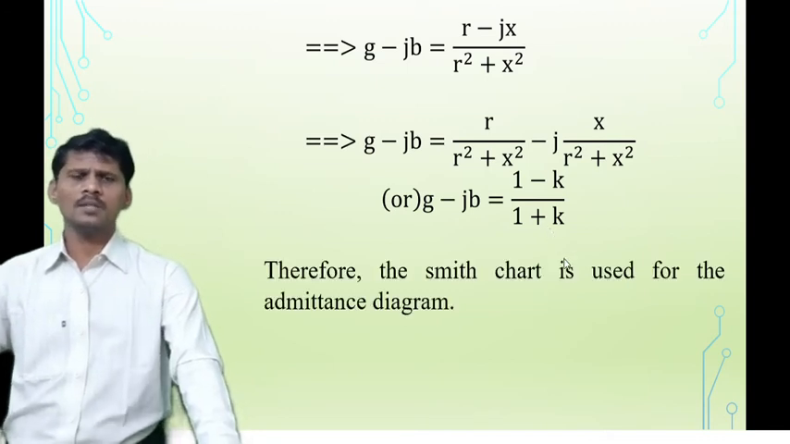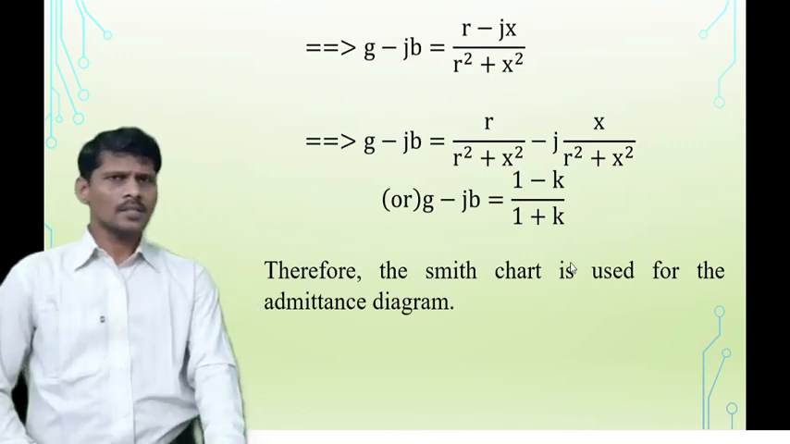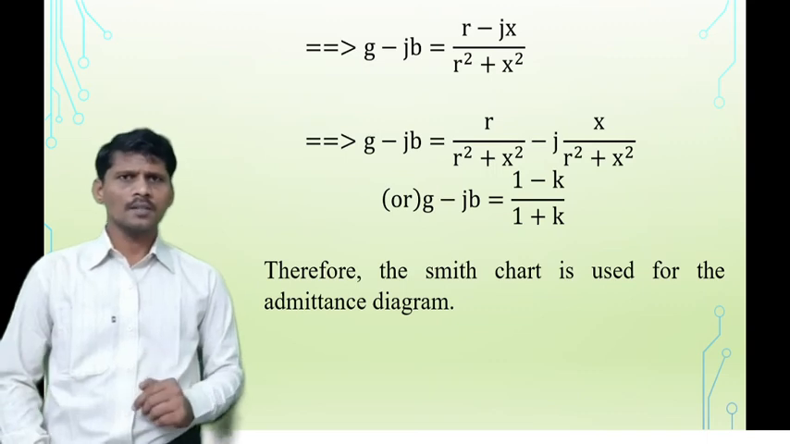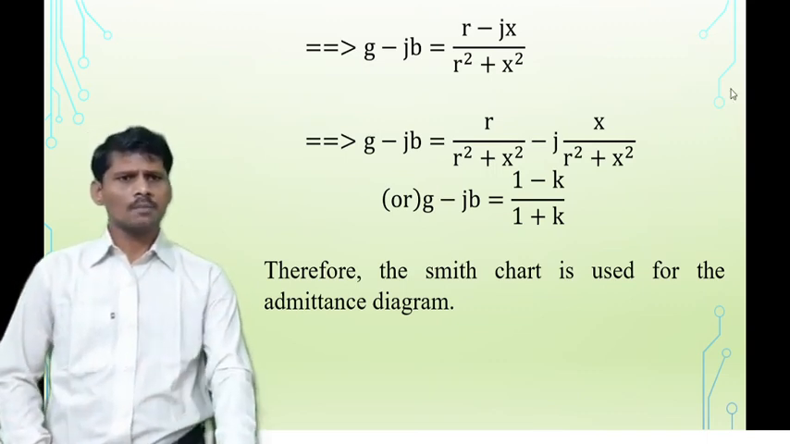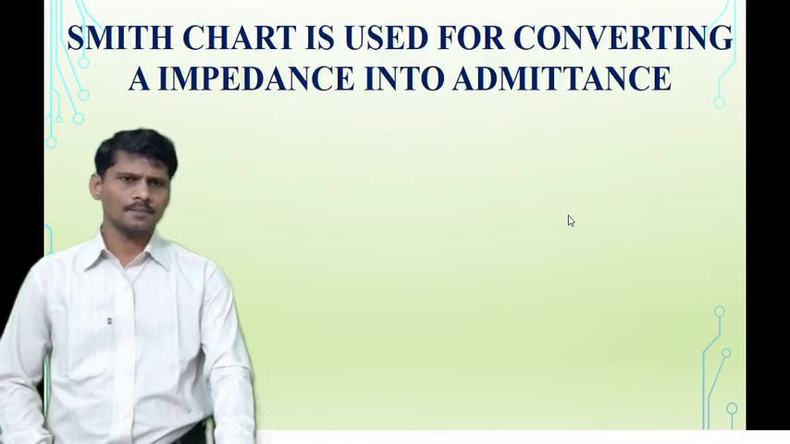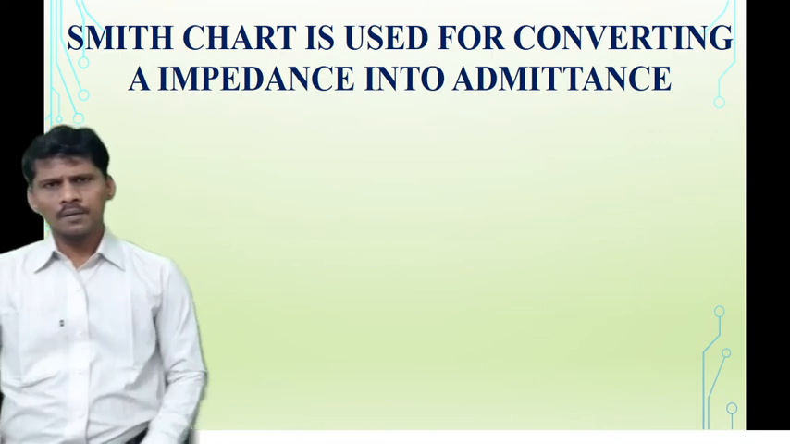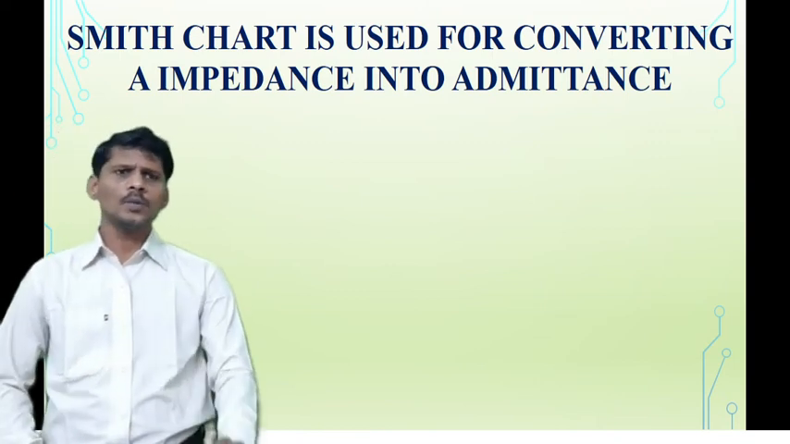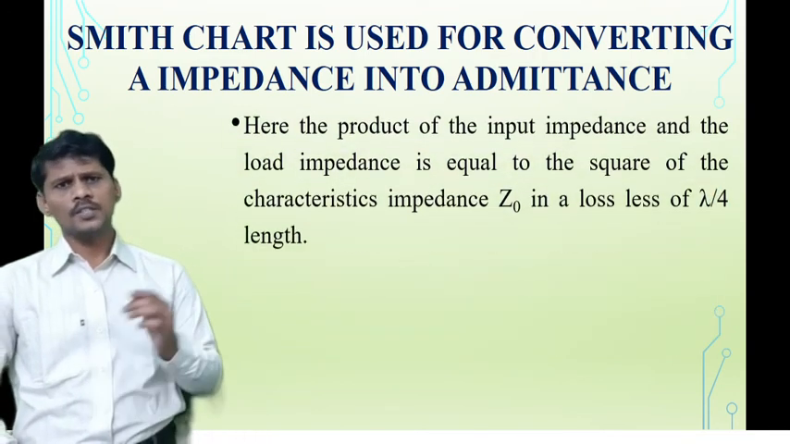And what is the impedance? The impedance Z is equal to 1 plus k by 1 minus k, and the impedance is the reciprocal of the admittance. Because of that, the admittance G minus jB is equal to 1 minus k by 1 plus k. Next, the Smith chart is also used for converting impedance into admittance.